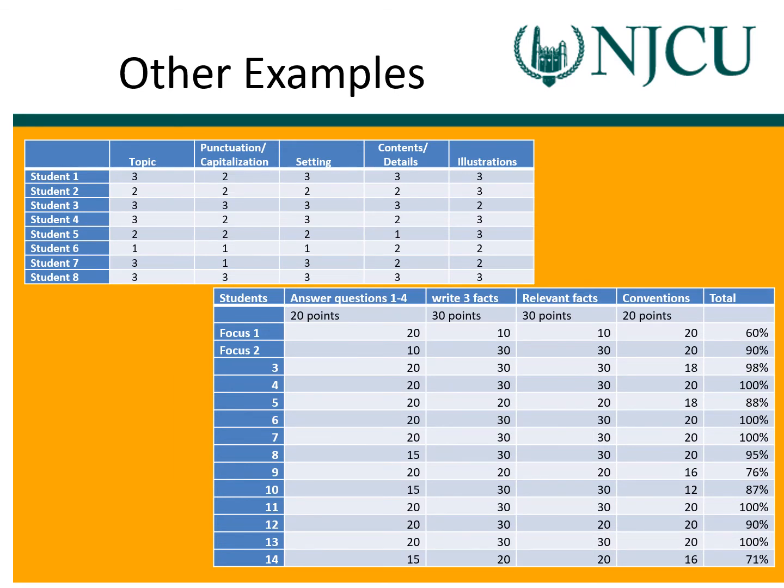Here are another 2 examples of charts. The top one, again, was a writing prompt, and they had to stay on topic. She evaluated their punctuation or capitalization, whether they had the setting, whether they had the contents and the details and the illustrations, and again listed all the students and the scores that they got. The one on the bottom right was more of a quiz, and they had to answer questions 1 to 4. They had to write 3 facts. The facts had to be relevant, and they had to use conventions of print. And then they got a total score on the side.